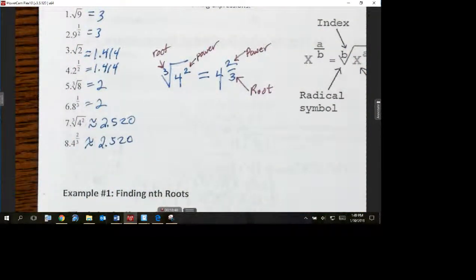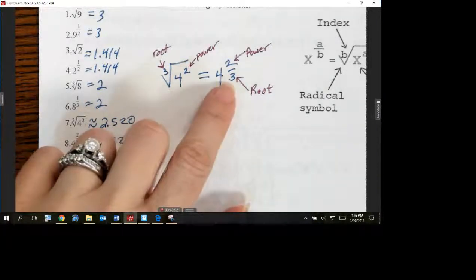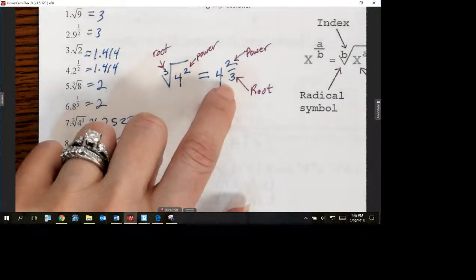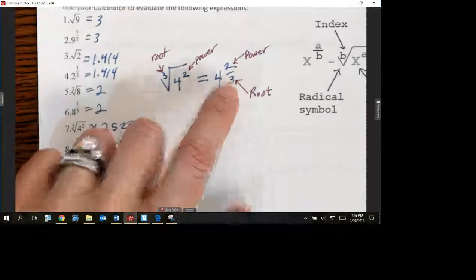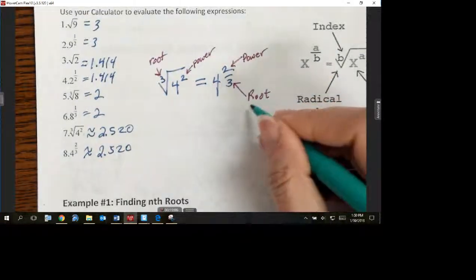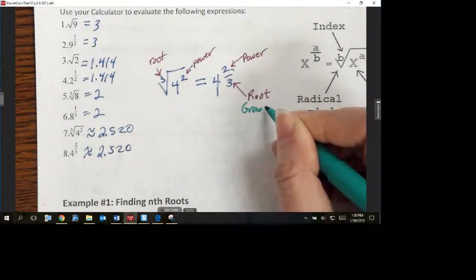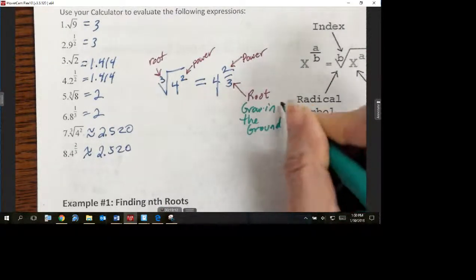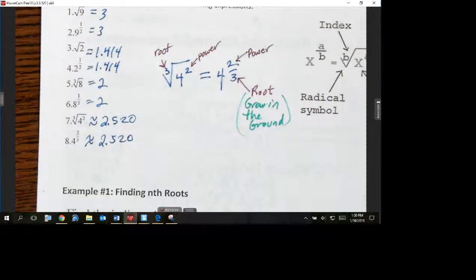Now here's the thing. How can we remember that the root is the bottom number? Because roots grow in the ground. So that funny person that said that earlier, you were totally giving away what I was going to say anyway. Oh, okay. So root, grow in the ground, so that's how I can remember that I do power over root.